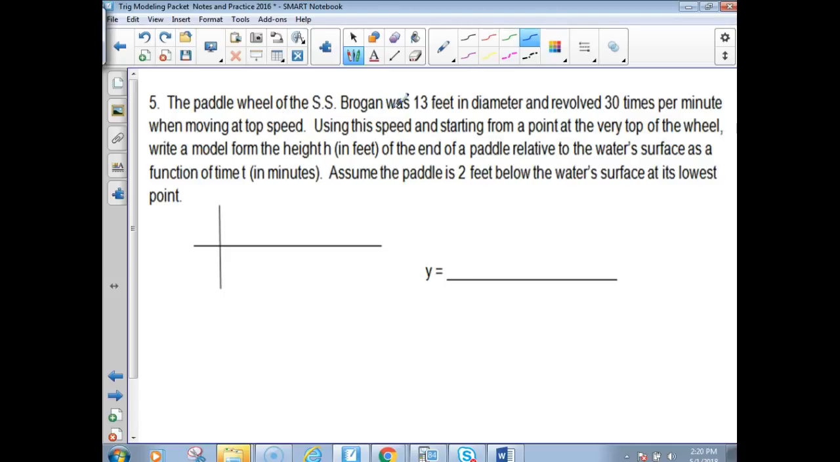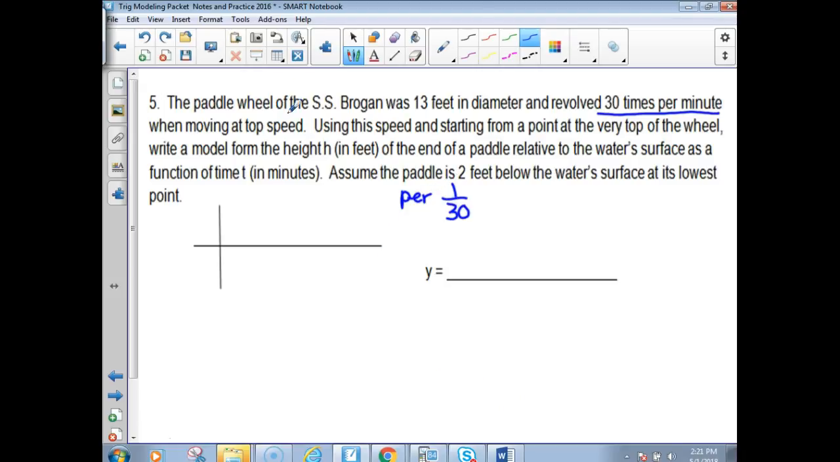Okay, the paddle wheel of the SS Brogan was 13 feet in diameter and revolved 30 times per minute when moving at top speed. It's happening 30 times in a minute. So what's the frequency? 30 times in a minute. So it's 1 out of 30. That means my period is 1/30th. One cycle is going to happen. If that thing's spinning 30 times in a minute, it's going to do 30 waves in 1 minute. So that's why 1/30th would be one cycle.